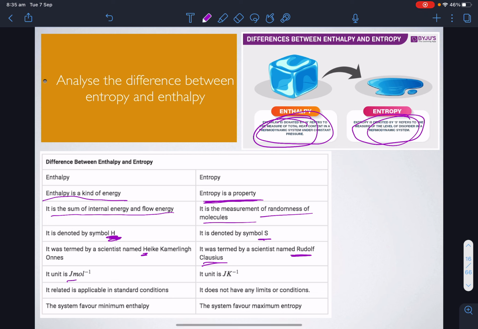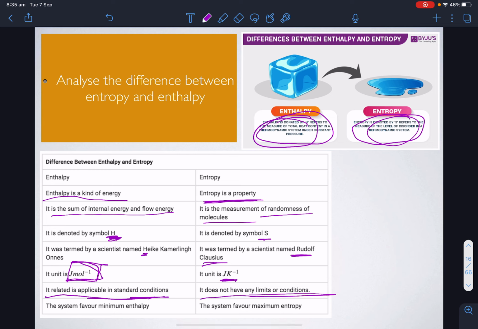Okay, units. Here's another thing that we haven't talked about. Joules per mole or kilojoules per mole for enthalpy. Joules per Kelvin for entropy. Okay? Enthalpy is only applicable in standard conditions, so standard temperature and pressure.